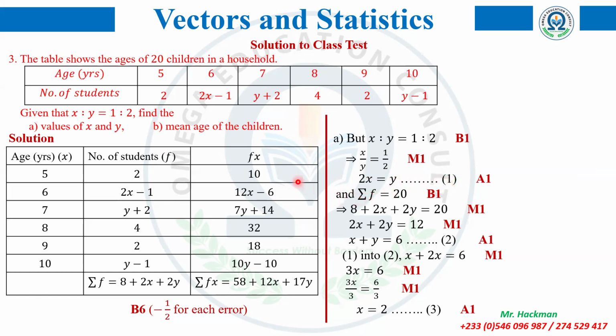Then again, you were told that the total number of children is 20. So if you sum your frequency, you are supposed to get 20. So sigma f should be equal to 20. You should know that. And now what is your sigma f? You sum all that you have there. The whole number part, if you sum, you will get 8. Your x will be 2x, and the y, if you sum, you also get 2y. So it's 8 plus 2x plus 2y. That will be your sigma f. So it means your sigma f should be equal to 20.